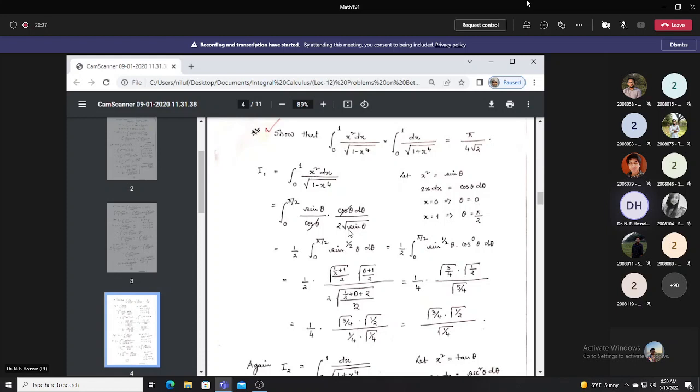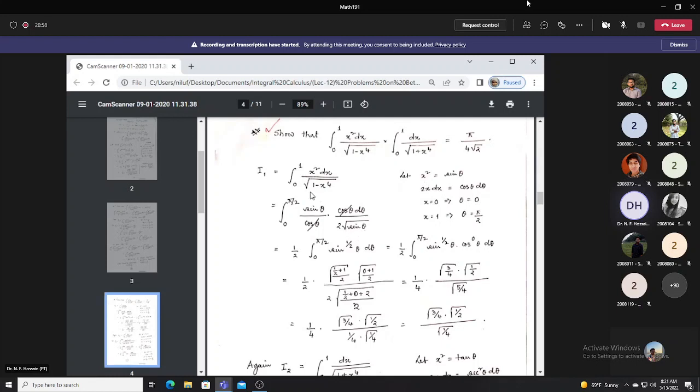What is the problem here? Oh, yes. It should be x square. X square equals sine theta. So x should be root over sine theta. It is written here. So dx equals cos theta d theta divided by 2x. That means dx equals cos theta d theta divided by 2 into root over sine theta, right?